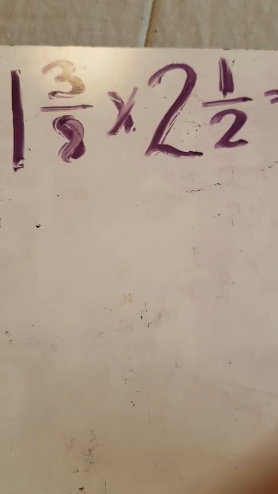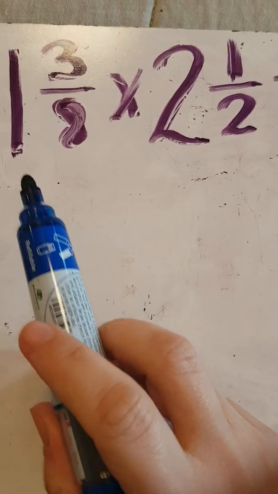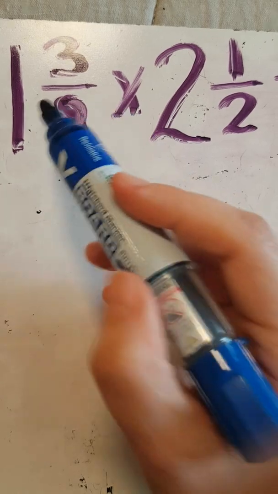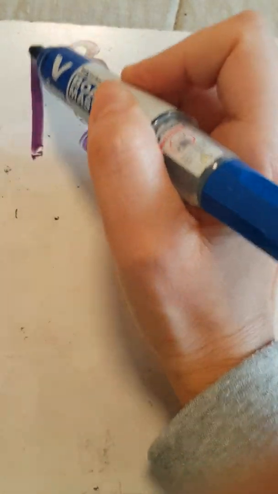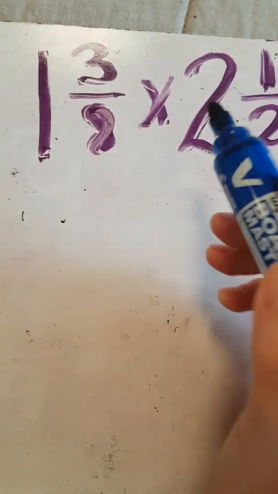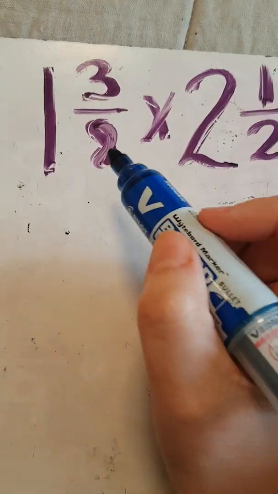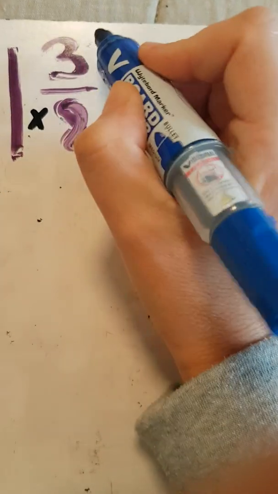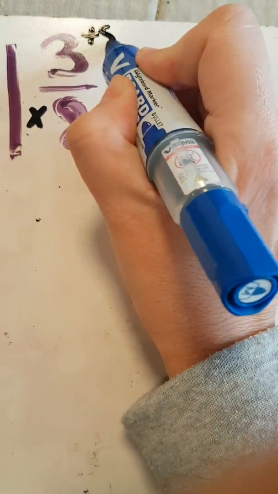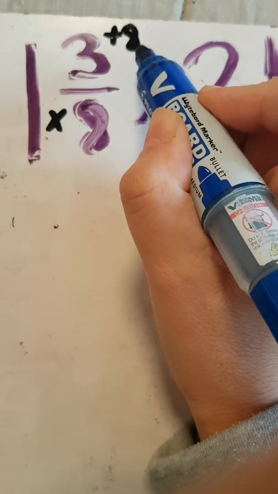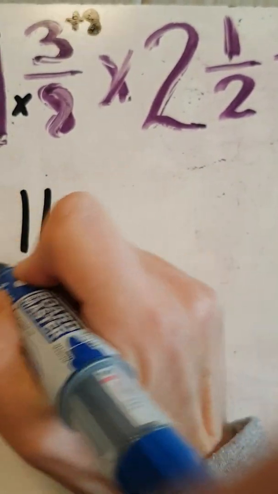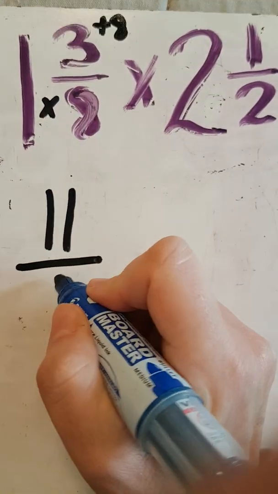Today we are going to look at multiplying mixed fractions. In order to do this, you have to get rid of your whole numbers. I like to think of it like a vacuum. I'm going to suck my whole number into my fraction. In order to do that, I need to multiply 8 times 1 equals 8. Therefore, I add 8 to my numerator. 8 plus 3 equals 11, and I keep my denominator of 8.